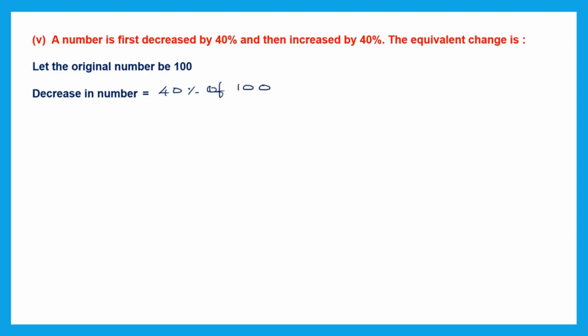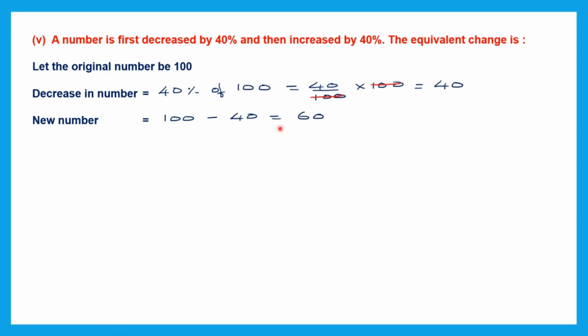So now let's calculate this. So this will be 40 by 100 into 100. So now when you cancel, we can cancel the 100. So what is left is 40. So the decrease in number is 40. That means this was the original number. Now there's a 40% decrease. So that is 40. So now what is the new number? So the new number will be 100, that is the original number 100 minus the decrease, because we are minusing it because it's a decrease. So now 100 minus 40 is 60. So this is our new number.